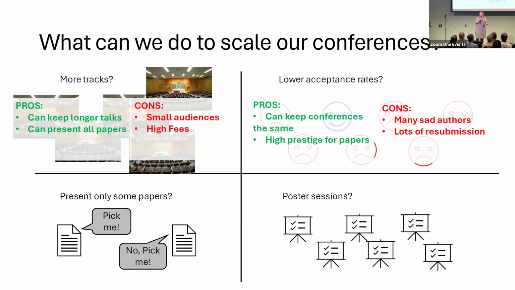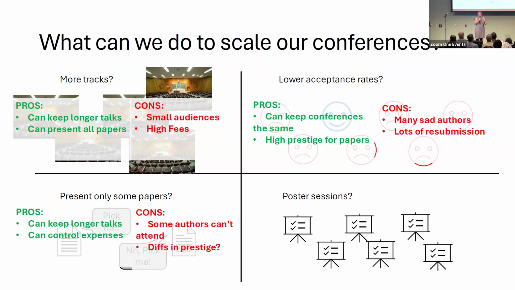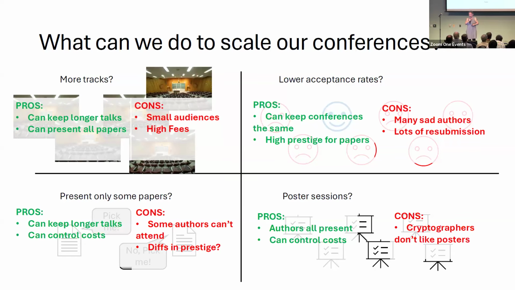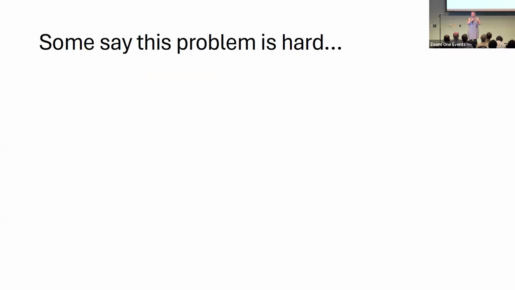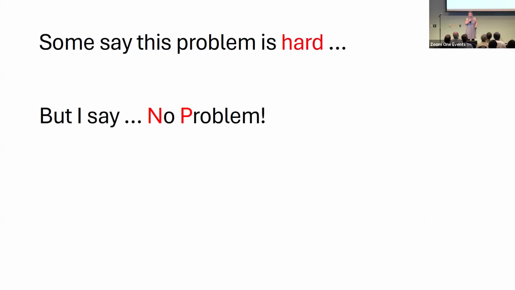With lower acceptance rates, of course, we can keep conferences exactly the same. You have very high prestige for papers. The cons, of course, are many complaining authors and lots of resubmission. If we present only some of the papers, we can still keep longer talks and control expenses, but some authors maybe can't attend if they don't have the excuse of presenting a paper, and we might have differences in the perceived prestige based on how papers are chosen to present. And of course, poster sessions has the con that we don't like poster sessions. But all of these problems actually are quite difficult, and some people say this problem is hard.